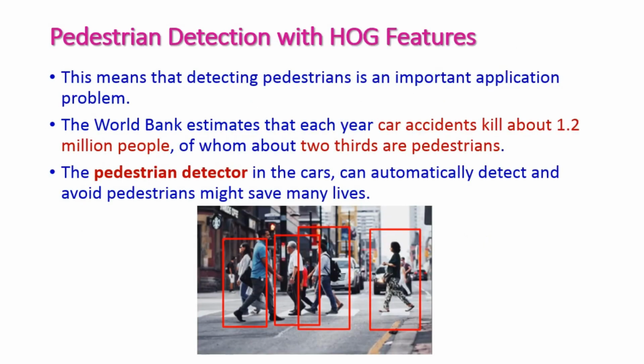The next one is pedestrian detection with HOG features. Pedestrian means the people who are walking on the road. It is important to detect the people who are walking on the road, because per year car accidents alone kill about 1.2 million people, in which two-thirds are pedestrians, that is, the people who are simply walking on the road. And it is important to fit a pedestrian detector in a car to protect the people who are walking on the road, and it will save many lives.